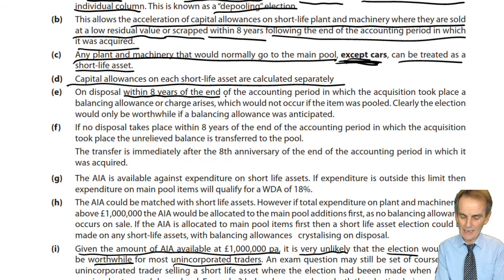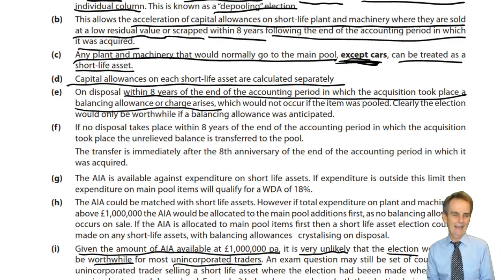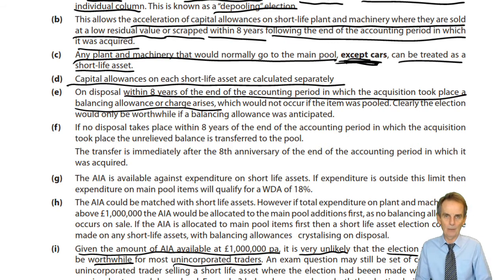On disposal within 8 years of the end of the accounting period in which the acquisition took place, a balancing allowance or charge arises. Now, yes, we are going to have a balancing adjustment, but we'd only be making this election if we knew that not only short life, but also low residual value. A typical example would be something like computers, where they are probably going to be 3, 4, maybe 5 years, but 3 or 4 years shelf life. And they're then much slower than the current ones available.